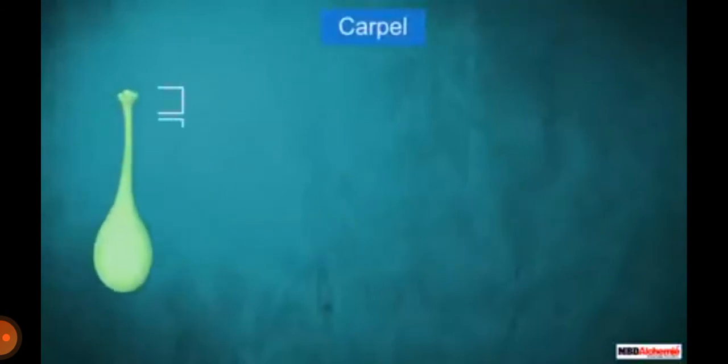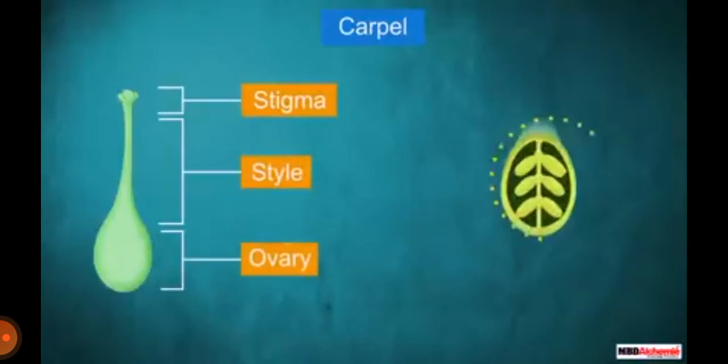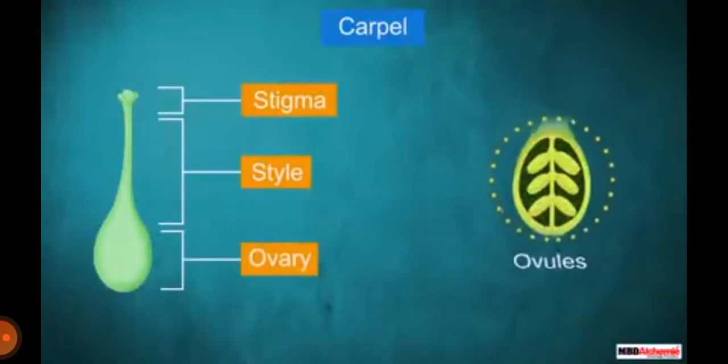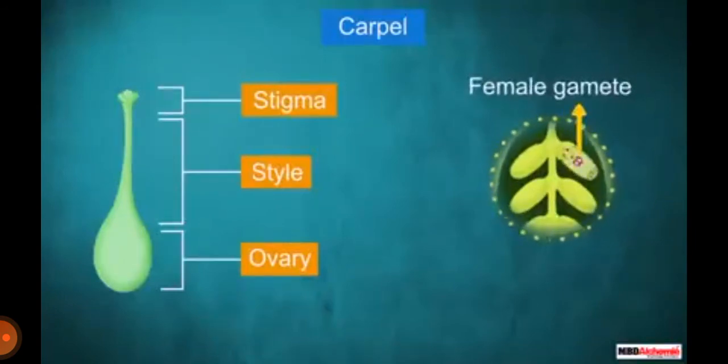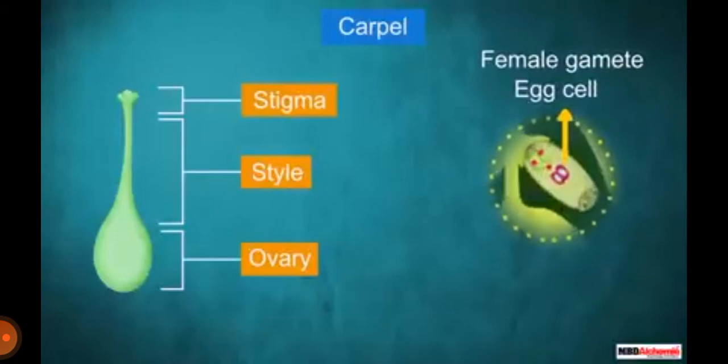A carpel, on the other hand, is made up of three parts. The terminal part is called the stigma. The middle elongated part is the style, and the swollen bottom part is the ovary. Inside the ovary, ovules are present. It is the ovule that has the female gamete called the egg cell.